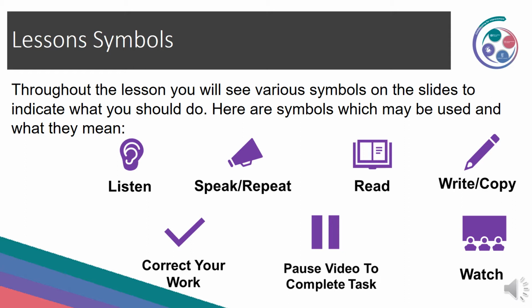This is going to be particularly helpful when we start looking at the approaches for answering your different question types. The fourth symbol is asking you to write or copy any important information which will help you. The fifth symbol is asking you to correct any work that you have completed as part of today's lesson. The sixth symbol is asking you to pause the video to complete the task. Remember that you can pause the video at any time if you would like to spend a bit more time looking at individual slides. The final symbol is asking you to watch.